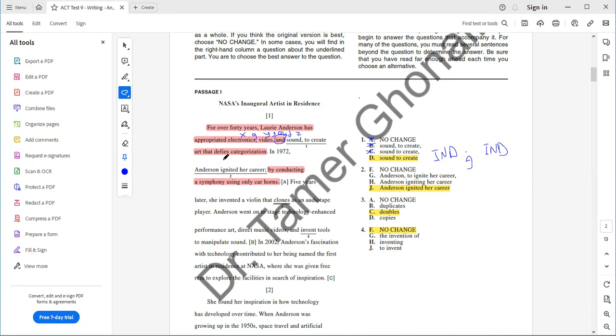The problem now, Engineer Omar, that we have here, this is independent. Why? Because it has a subject, Anderson. We have ignited, the verb. But this is not an independent clause because no subject, no verb. So F is wrong. Why is G wrong?